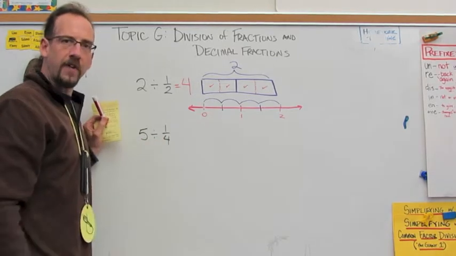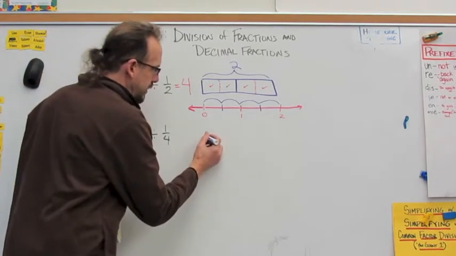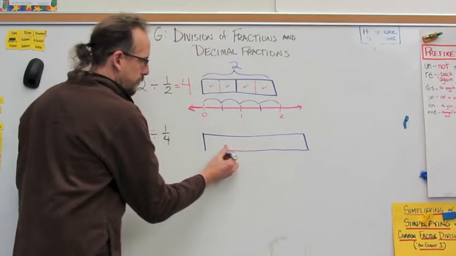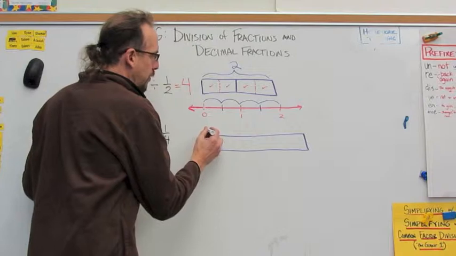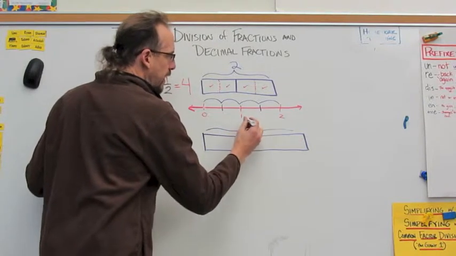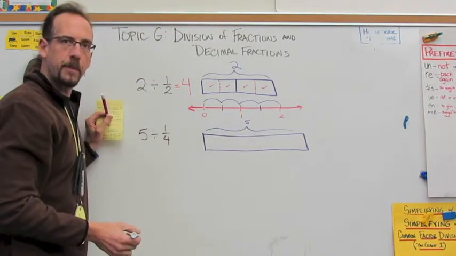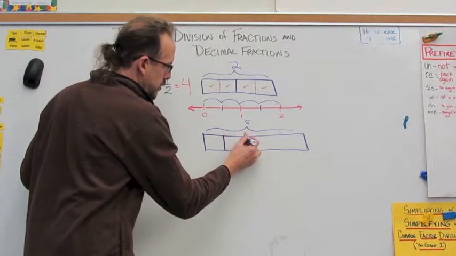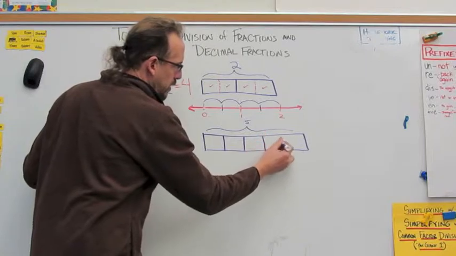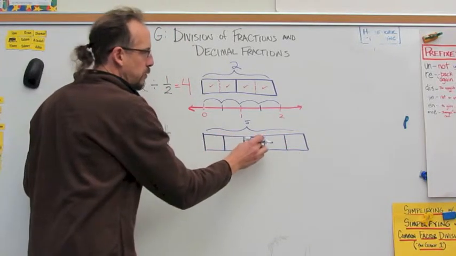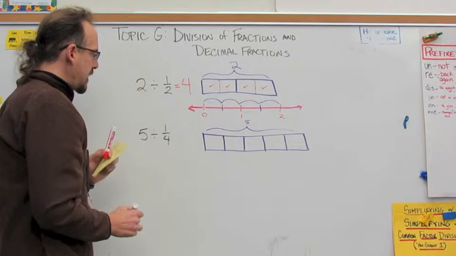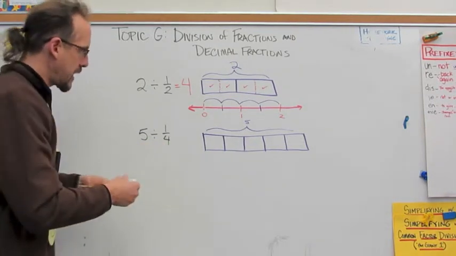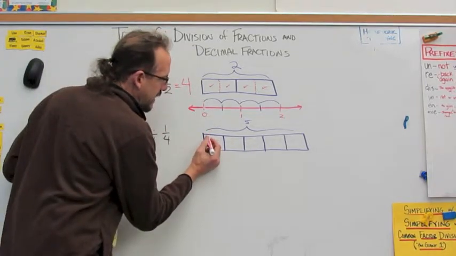Now, this problem says 5 divided by 1/4. Same idea. Tape diagram. This time the whole thing is equal to 5. I'm going to want to split it up into the wholes. 1, 2, 3, 4, 5. Perfect. And then I'm going to divide it into fourths. So again, with red, I'm going to divide it into fourths.